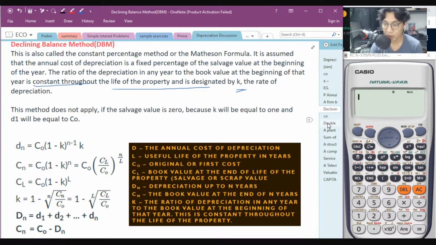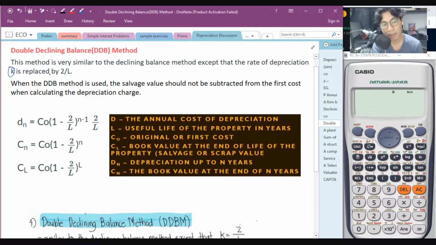Kaya lang dito, K is replaced by 2 over L. Ano po ba yung L? According here, L is the useful life of the property in years. Okay? So, yung first cost mo na CO, i-multiply mo para makuha mo yung depreciation each year. Or the very year na kinuha mo yung depreciation, hindi siya yung total depreciation dun sa lumipas na taon, mga taon. It is the DN. Okay? The depreciation for the term it is calculated.